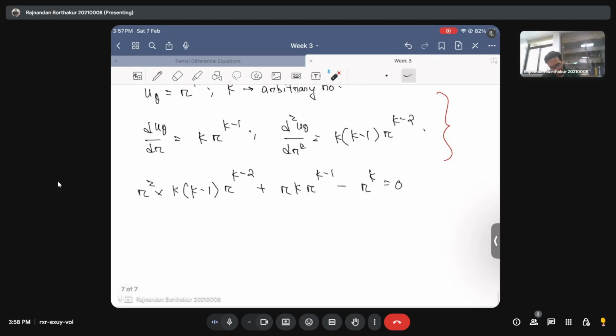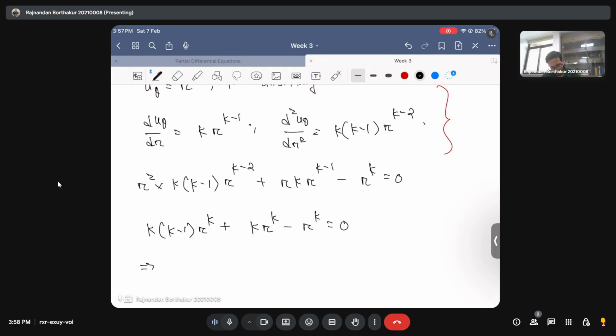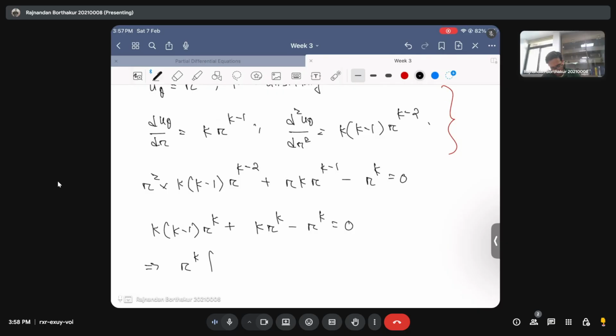Now the good thing is I have an r^(k-2) and an r squared. So from here I get k(k-1) times r^k. And then from here I have r^(k-1) times r, so I get k times r^k. And then I have r^k equal to 0. From which I can take r^k common, and then this becomes k(k-1) plus k minus 1 equal to 0.